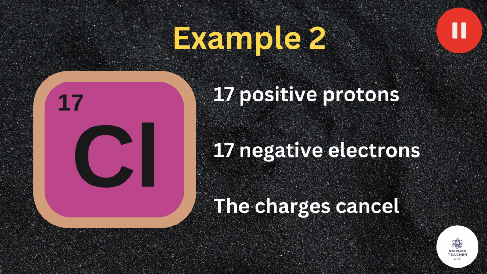Here is another example from the periodic table. This is chlorine. It has the symbol capital C, lowercase l, and it has the number 17 next to it. This means it has 17 positive protons in the nucleus, and those charges are cancelled by 17 negative electrons going around in shells, so the overall charge is 0. Time to pause the video and copy down the example, ready for you to do one next.